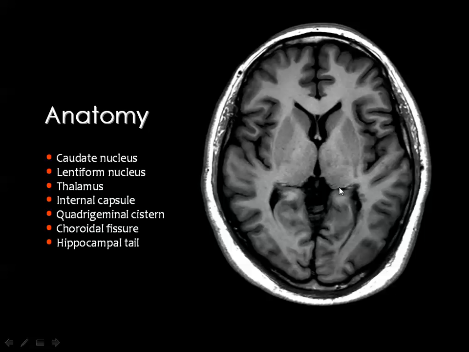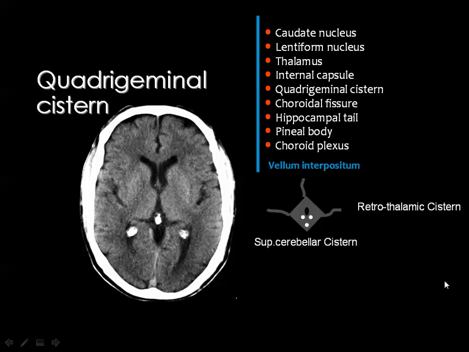And the choroidal fissure, if you look posterior to it, you can see the tail of the hippocampus. Then this cistern is above the cerebellum. It is known as the superior cerebellar cistern. And this is the choroidal fissure on the right side, or the retrothalamic cistern on the right side. The CSF space, which is going above the third ventricle, is known as the velum interpositum. And you know that this is the internal capsule. Then the quadrigeminal cistern is rhomboid in shape.